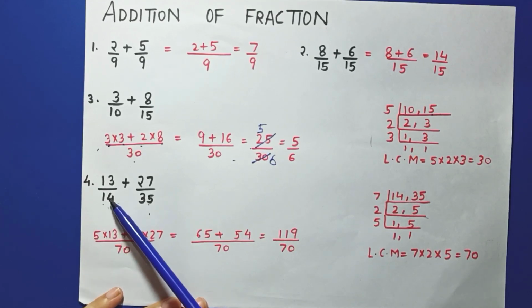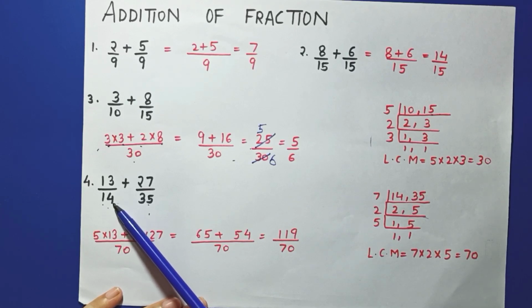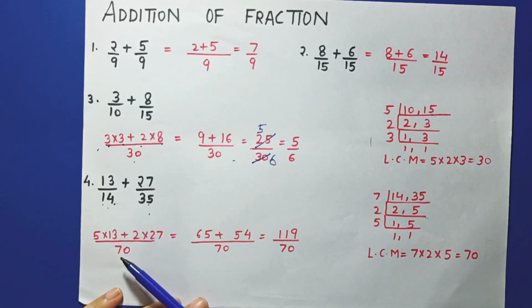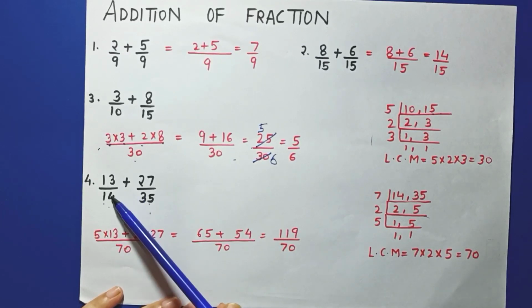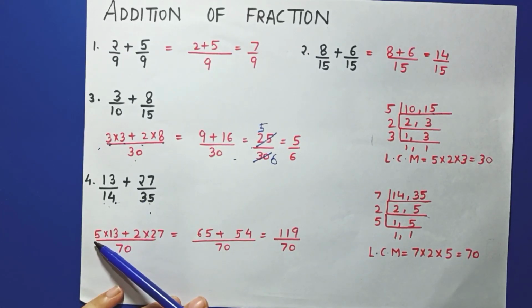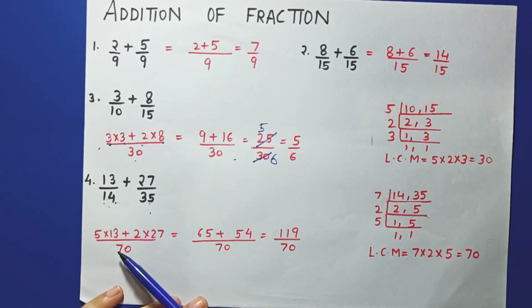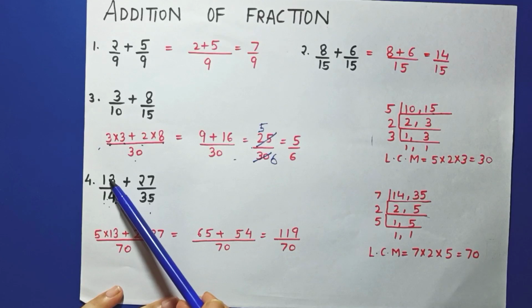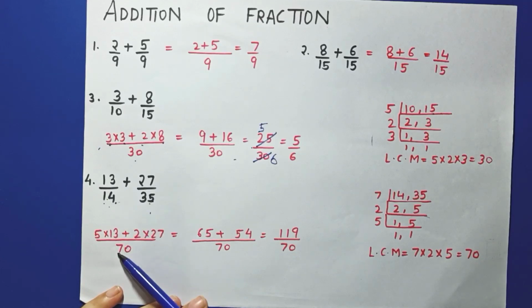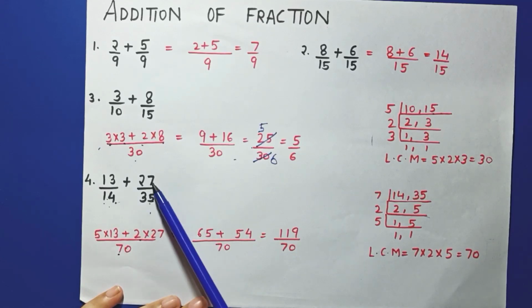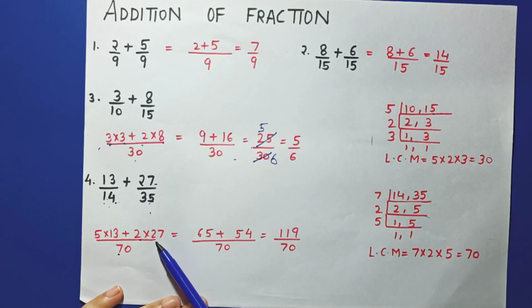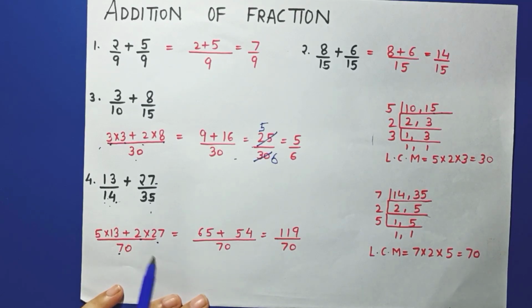Now firstly we'll divide the LCM by the denominator. Meaning the LCM is 70, so we'll divide 70 by the denominator 14. The answer is 5, and then we'll multiply it by the numerator. So 14 5s are 70, 5 into the numerator 13. 35 2s are 70 and multiply it by the numerator, that is 27. Remember these steps, as there are many mistakes made here.